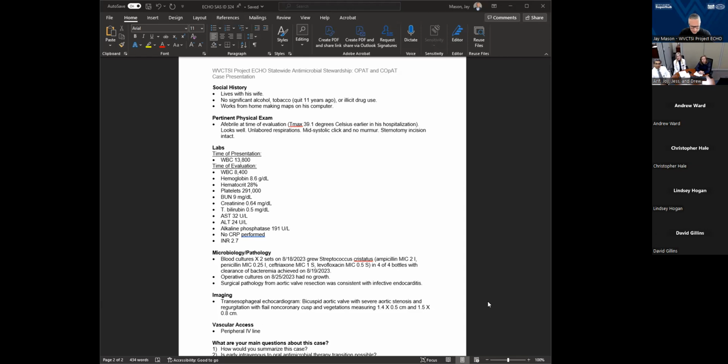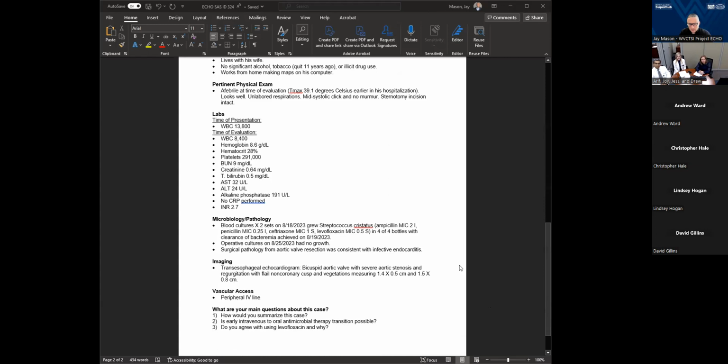He had a mid-systolic click with no murmur. And again, this was post-operatively after his mechanical aortic valve replacement. His sternotomy incision was intact and healing. So when he first presented, moving on to his labs, his white blood cell count was mildly elevated. At the time we evaluated him, it had normalized. And again, labs overall looked pretty unremarkable. I think there was a mildly elevated alkaline phosphatase. And INR here, again, he was on warfarin at this point, was 2.7.